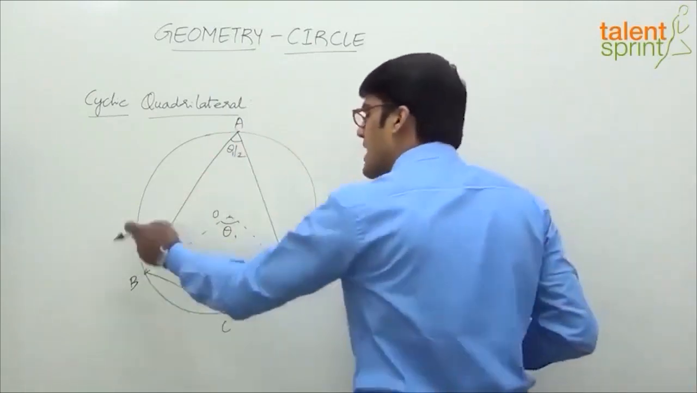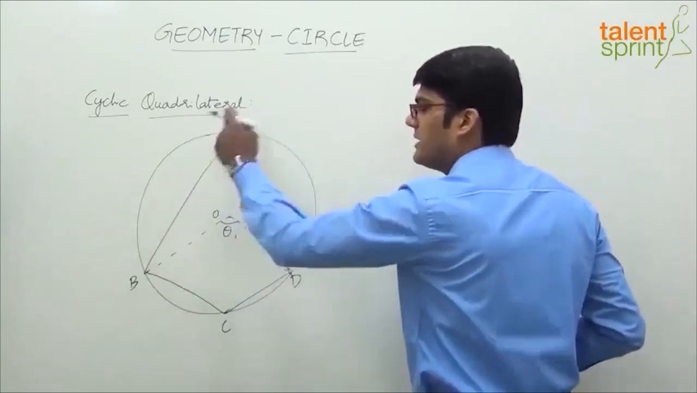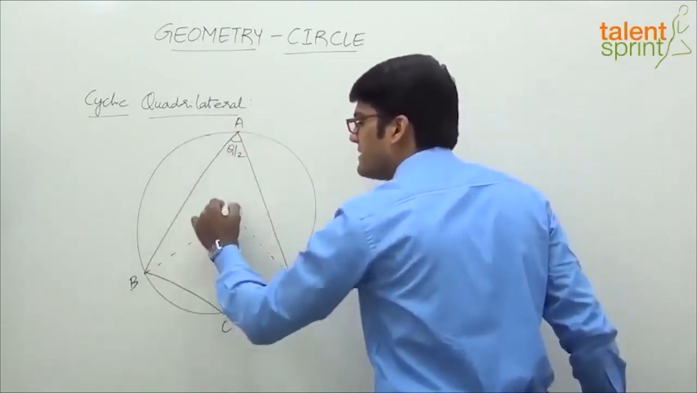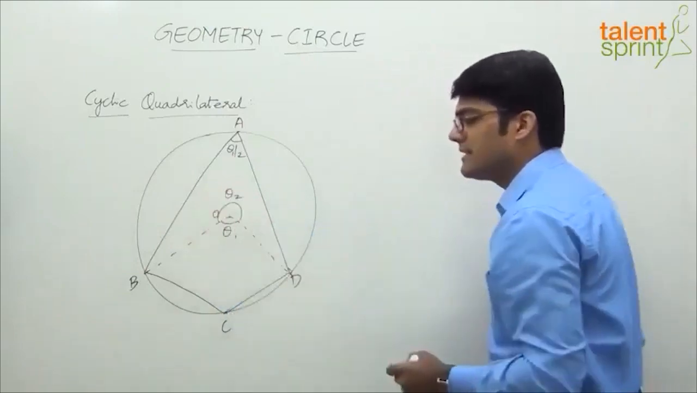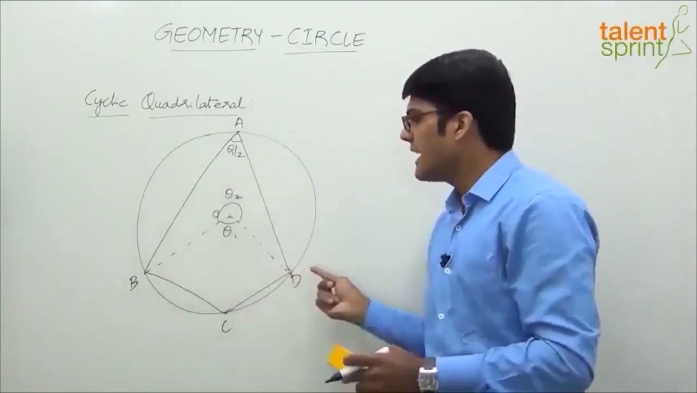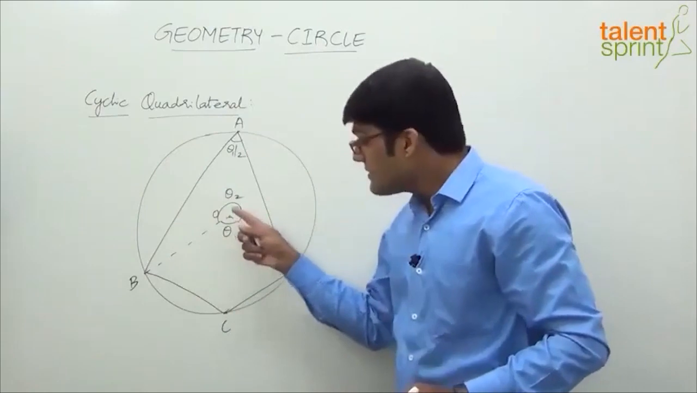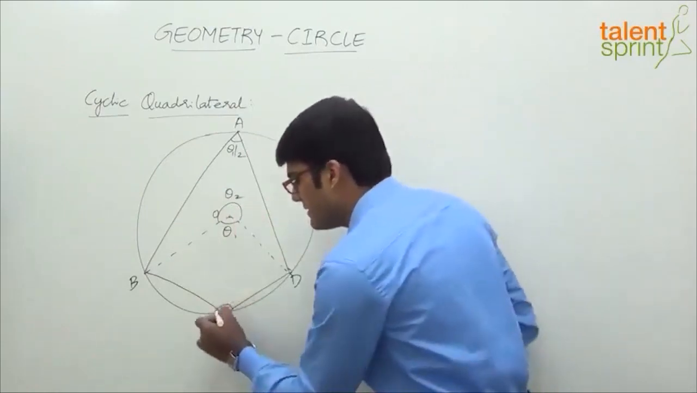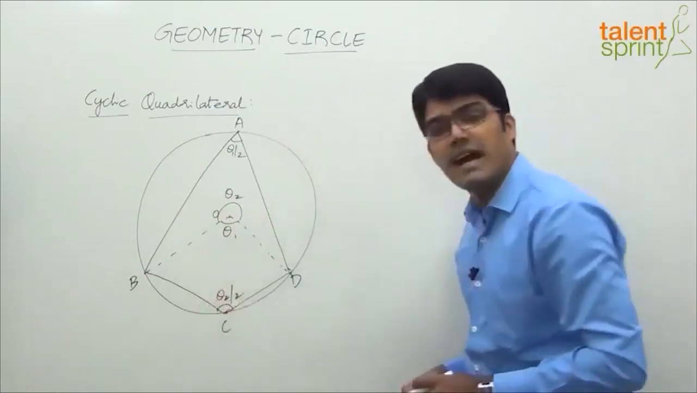Likewise, if you look at the major arc BD now, let's say the angle made at the center is theta 2. The angle made at the center for this major arc is theta 2. If this is theta 2, what will be angle C? Theta 2 by 2, half of that angle.